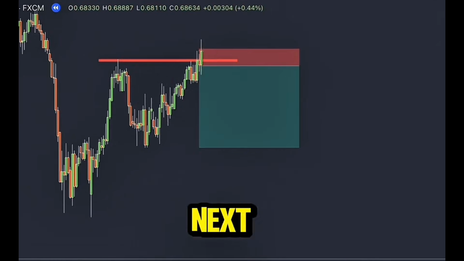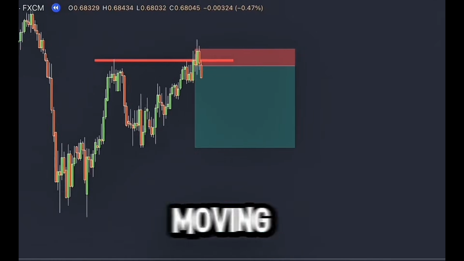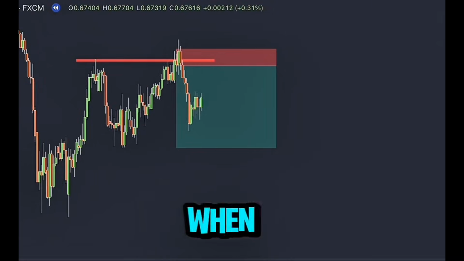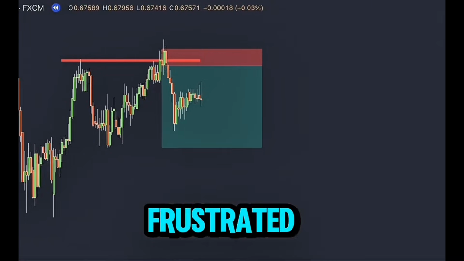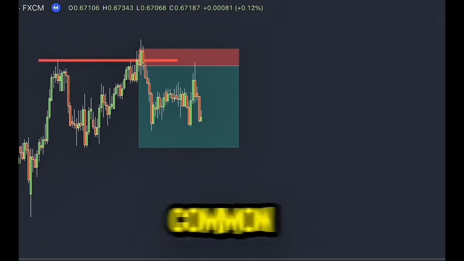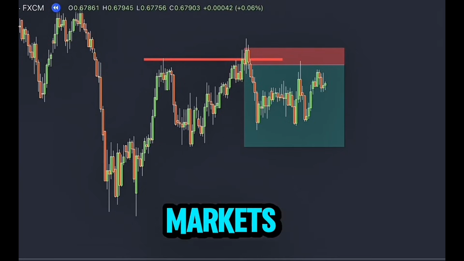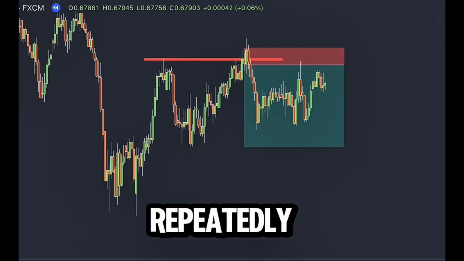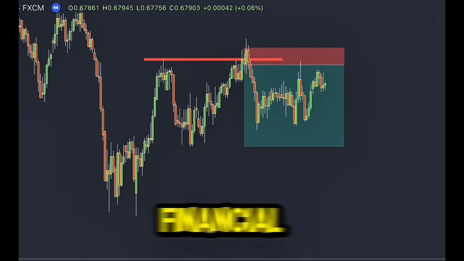But look at what happens next. The market hits your stop loss before eventually moving strongly toward your initial profit target. When your stop loss gets triggered, you might feel frustrated, as if someone is watching your every move. This is a common scenario in all financial markets. If you're unaware of these tactics, you'll repeatedly fall into the traps set by banks and financial institutions.